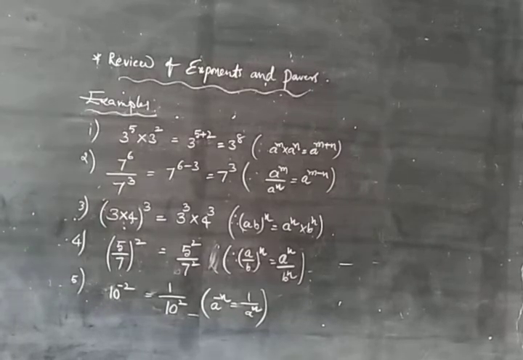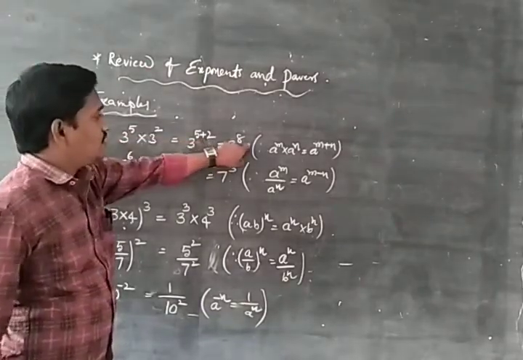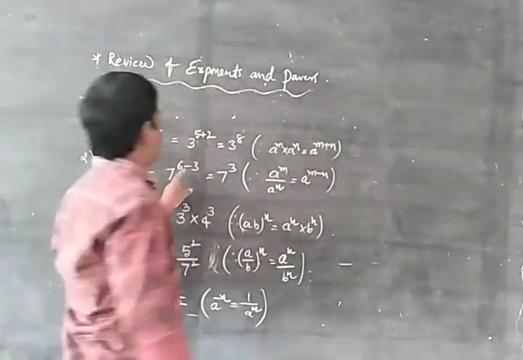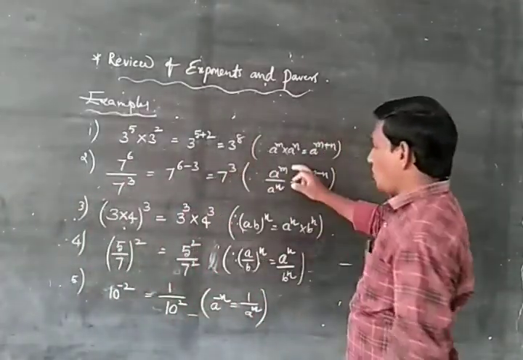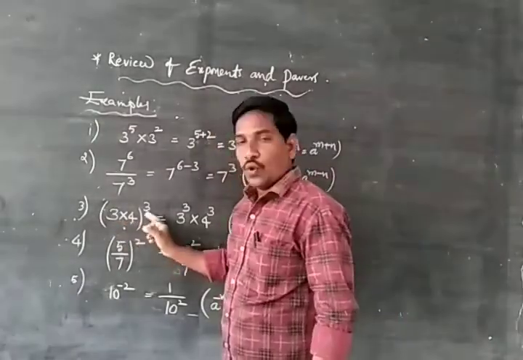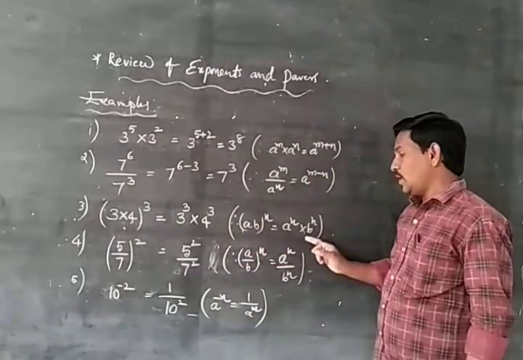Okay. 3 power 5 into 3 square equal to 3 power 5 plus 2, 3 power 7. This is the formula. And 7 power 6 by 7 cube equal to 7 power 6 minus 3 equal to 7 cube. a power m by a power n equal to a power m minus n. 3 into 4 whole cube equal to 3 cube into 4 cube. (a b) whole power n equal to a power n into b power n.